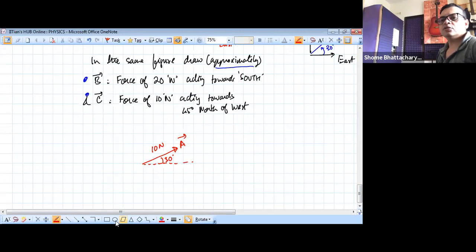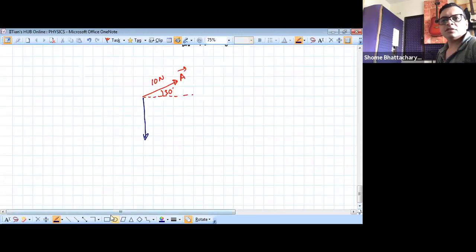Now let's talk about the force B, how that should look. The force B should act southwards and it should be 20 newtons. So it should be approximately double in length. So I'll just make an approximate diagram. It should be something like this, so that you can see that this is double in length of this, and this is also acting towards south.